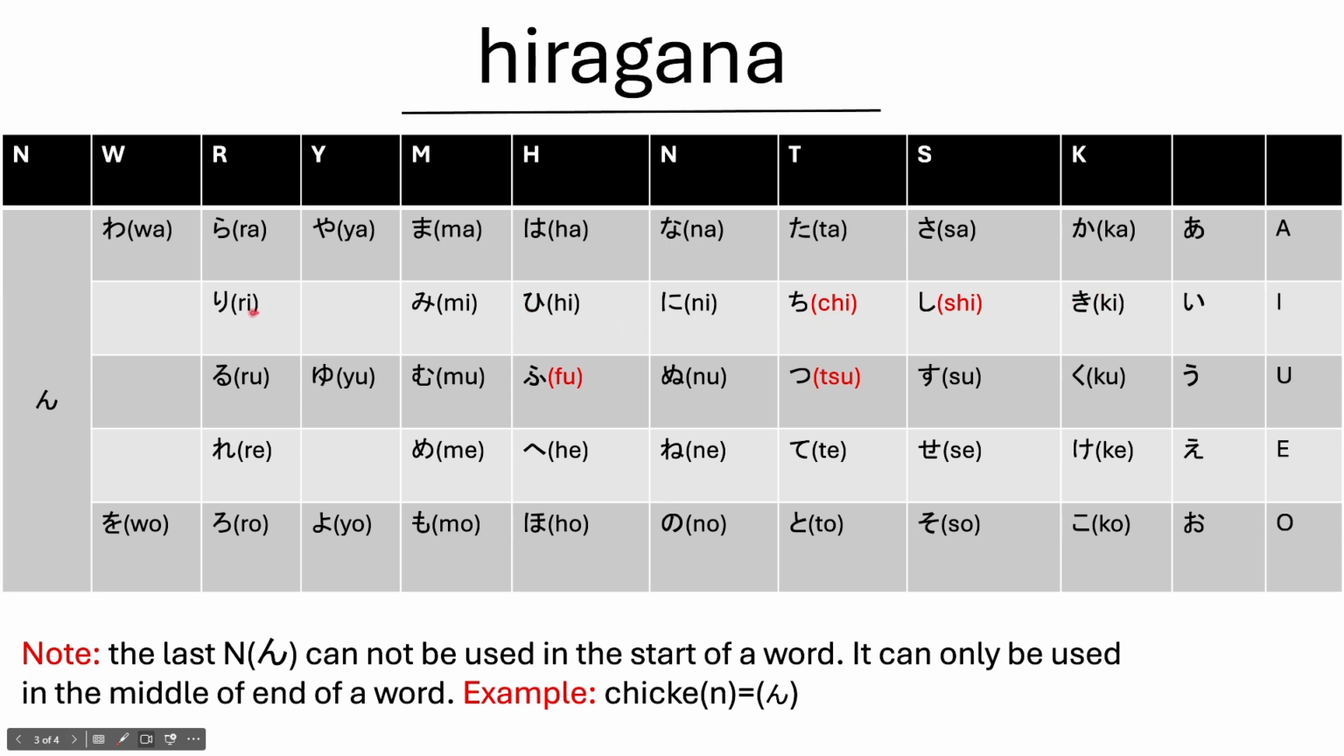The sound system is very simple in Japanese. If I want to say mama, you can just write two of this, ma plus ma. This is very simple, mama. I don't want to go into more examples, but this is very simple. You just have to remember this.